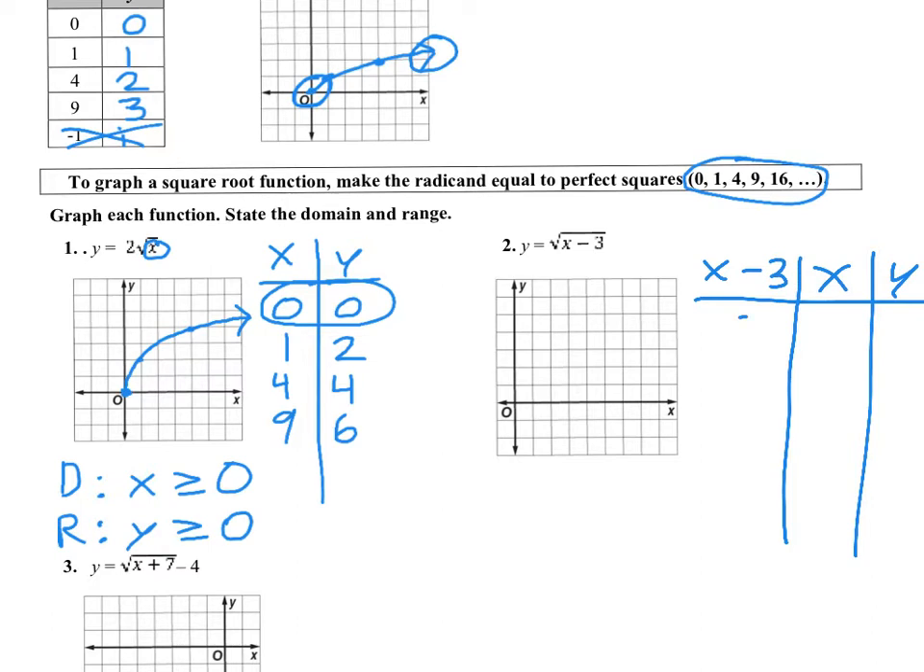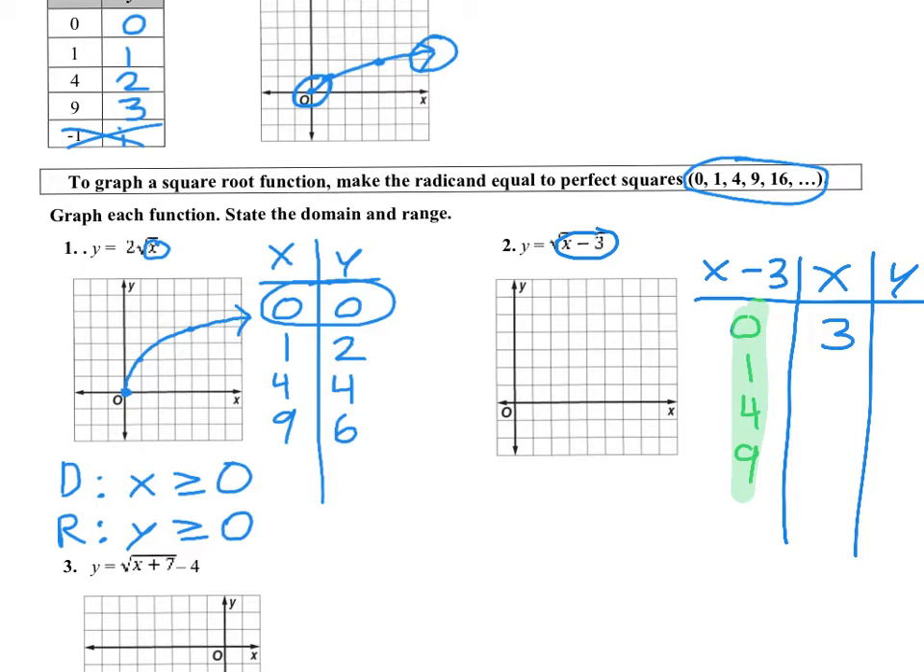Alright, so I want the radicand to be a perfect square. So in order for this to be a perfect square, x has to take on different values than we've been using. So what value of x would make x minus 3 equal 0? The answer to that is 3. So you're just going to take all of the numbers in the x minus 3 column and add 3 to them.